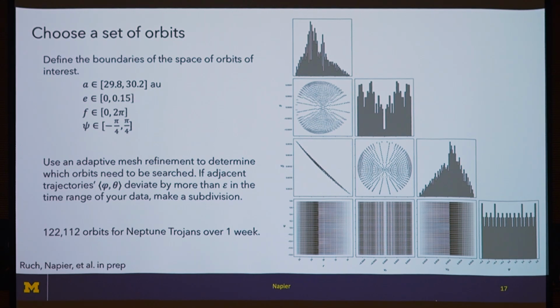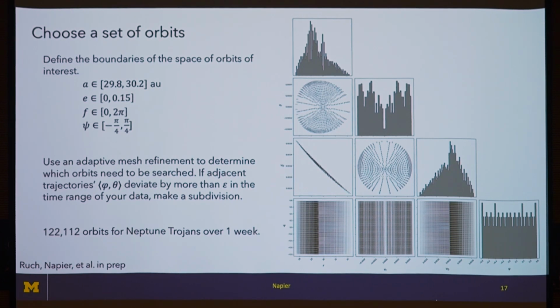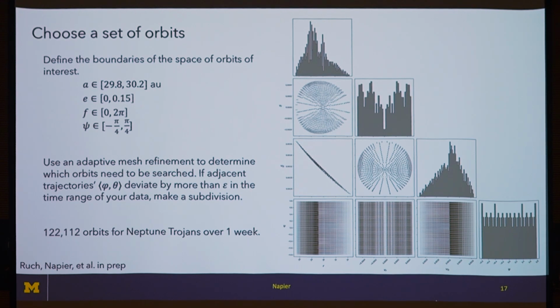I'm working with a grad student on this, and we're using an adaptive mesh refinement technique. Basically, you start with a hypercube where all the corners are at the very boundaries of these parameters that you want to search. Then you take two corners that define 2 different orbits, and you ask what is the maximum deviation that those 2 orbits would ever have during the time baseline of your images. If it is more than epsilon, which here is about 1 PSF width, I use an arc second, then you make a subdivision, and then you keep going. Once you're done subdividing, you have your set of orbits.